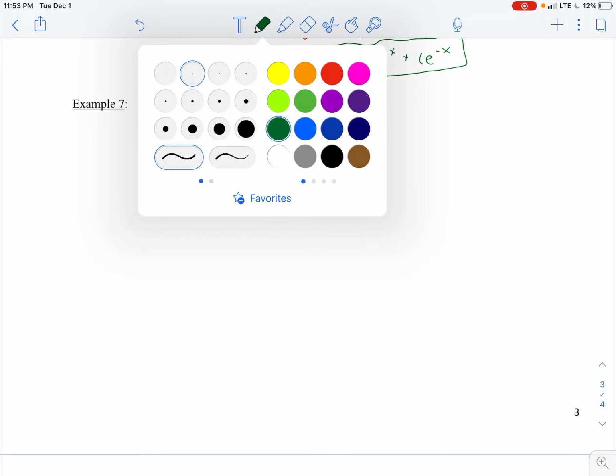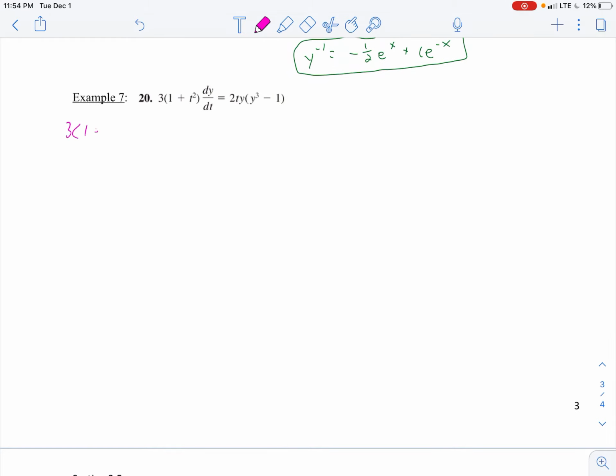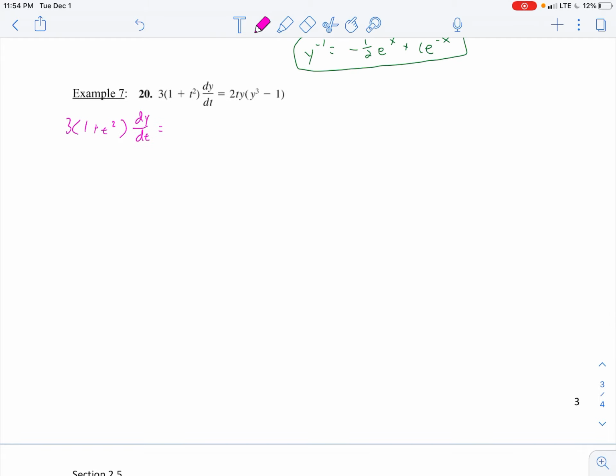So on the left-hand side, I'm just going to keep that 3 times 1 plus t squared dy over dt is equal to, and I'm going to distribute that 2t to the y and get 2ty to the fourth minus 2ty, and there we go. I'm going to bring that over to the left-hand side, and I'm going to get 3 times 1 plus t squared dy over dt plus 2ty is equal to 2ty to the fourth.